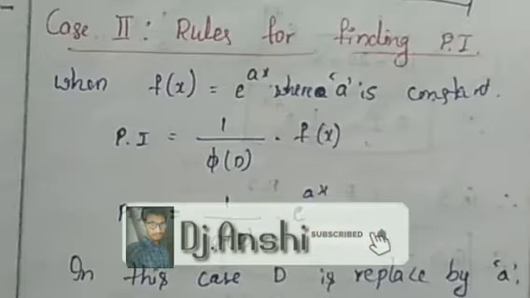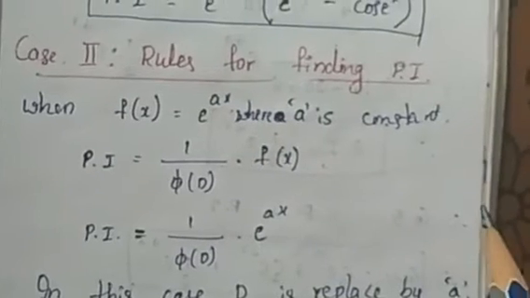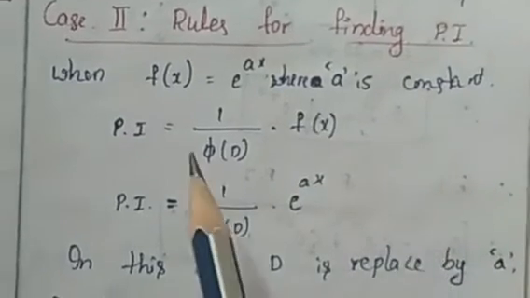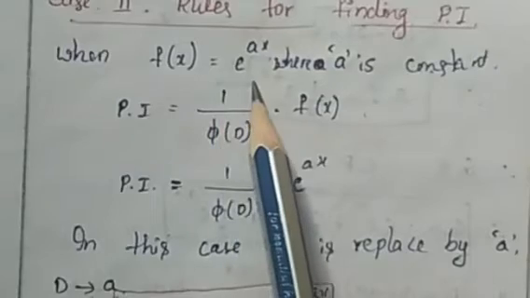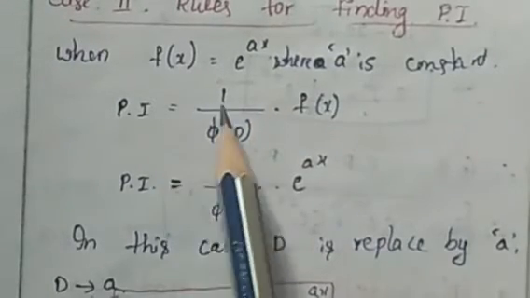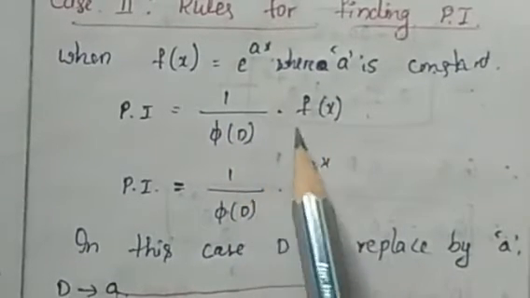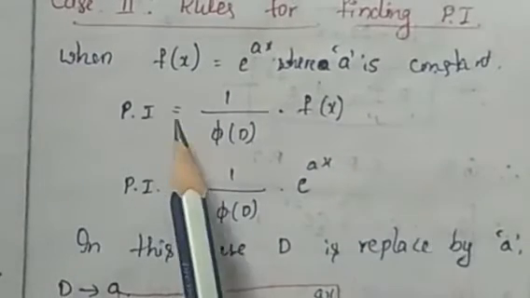In the previous classes we learned about particular integrals in case number 1. Today we are finding rules for finding the particular integral in case number 2, when f of x is equal to e power ax, where a is a constant. The particular integral is equal to 1 by phi of D into f of x. 1 by phi of D into f of x is the formula to calculate particular integrals.